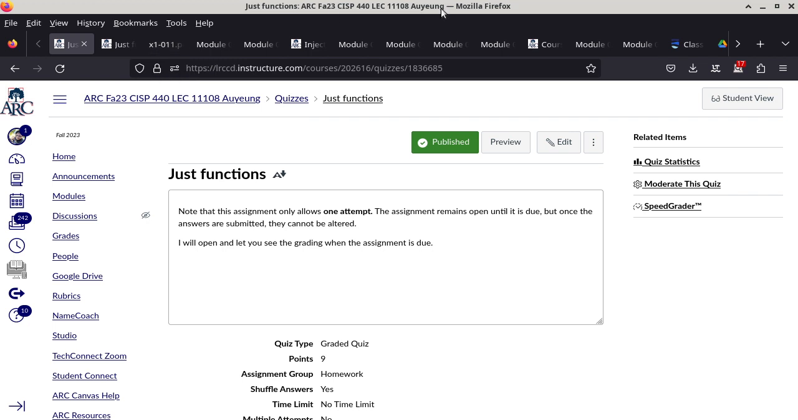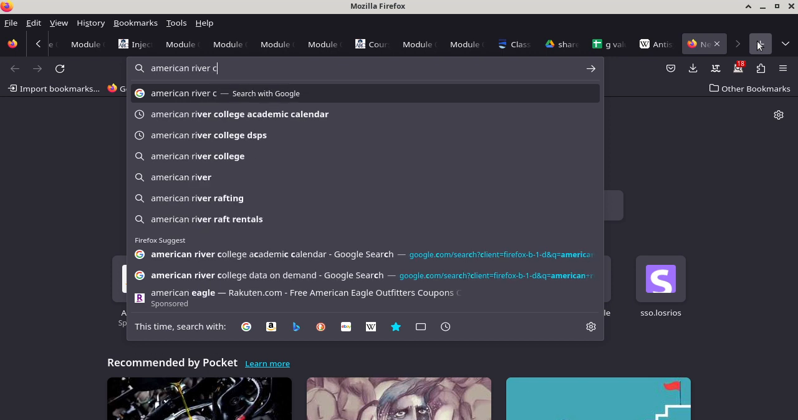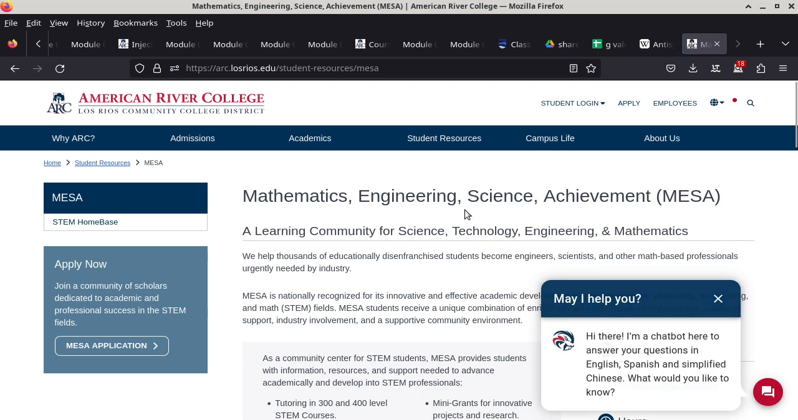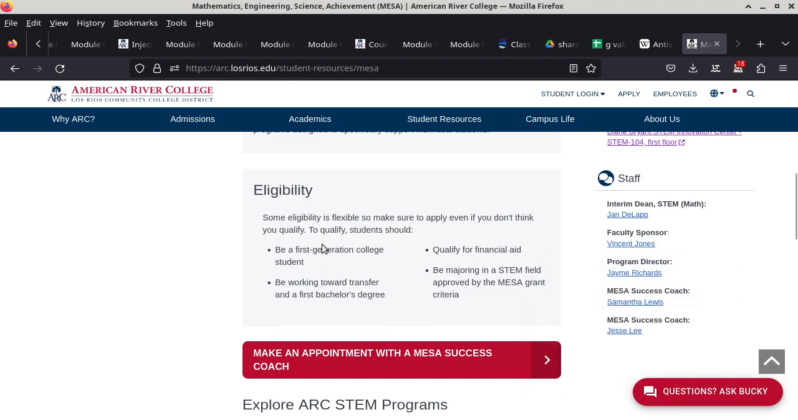Before that, let me provide a resource in case someone wants tutoring for this class. You can just look up American River College Mesa. Here we have the homepage of Mesa. They are on the first floor, right next to the STEM home base. There's a little bit of requirement. To be eligible for tutoring, you have to be a first generation college student working toward a transfer degree, qualify for financial aid, and be majoring in the STEM field. Computer science is definitely a STEM field.